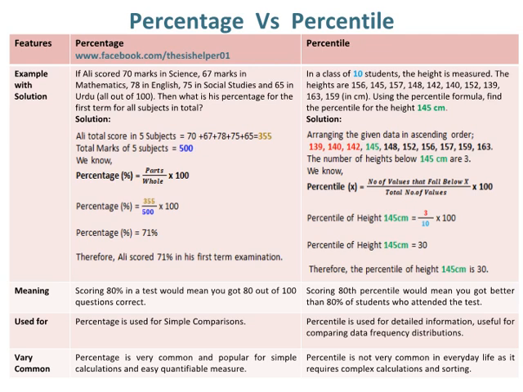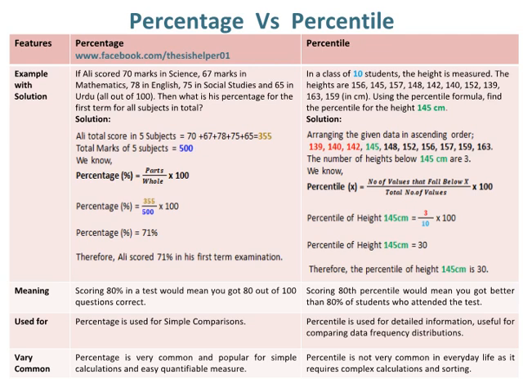Ali's total score in 5 subjects is equal to 355. Total marks of 5 subjects are 500. By putting values in the percentage formula, we get 71%. Therefore, Ali scored 71% in his first term examination.